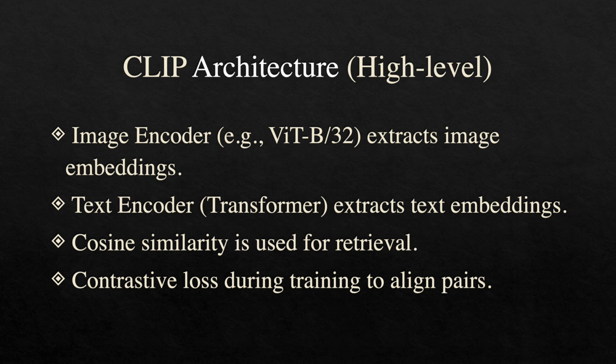Here is a simple explanation of CLIP's architecture. There are two encoders, one for image and one for text. Both inputs get mapped to a 512 dimensional vector. CLIP uses cosine similarity to compare image and text vectors. During training, it learns how to pull matching image text pairs together and push mismatched ones apart using a contrastive loss. This structure makes CLIP generalizable and powerful for retrieval.